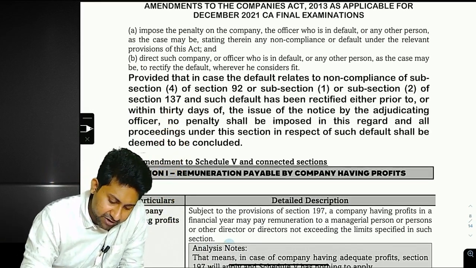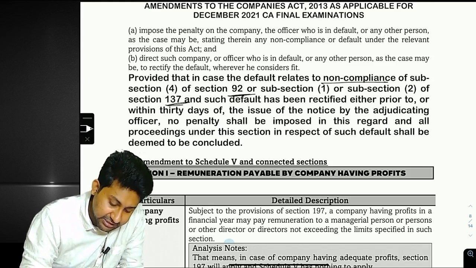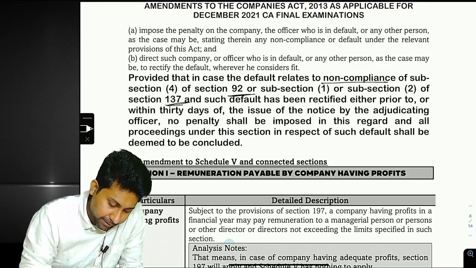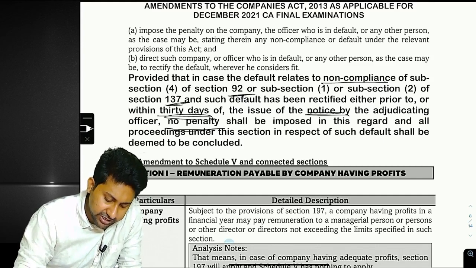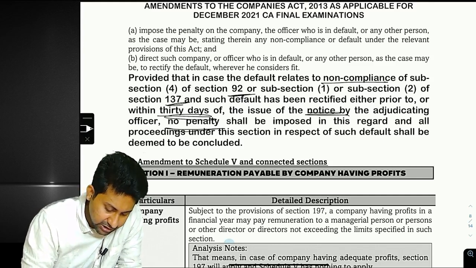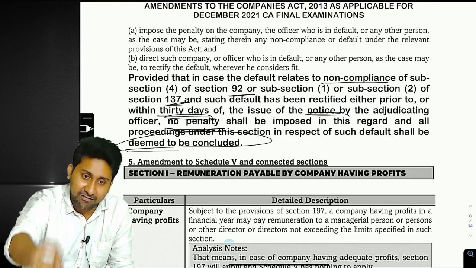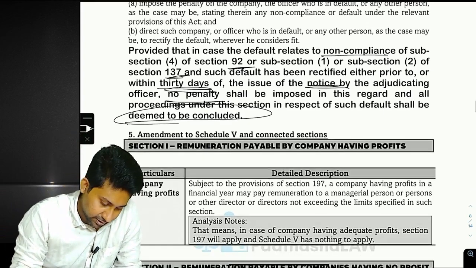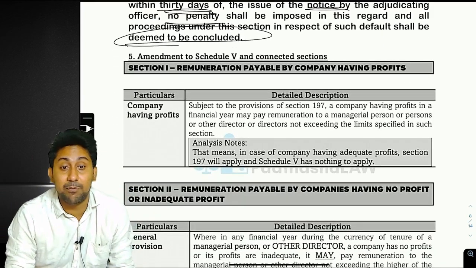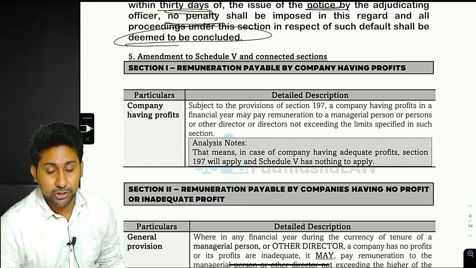Provided that in case the default relates to non-compliance of Section 92 or 137, and such default has been rectified either prior to or within 30 days of issue of notice by the adjudicating officer, no penalty shall be imposed in this regard, and all proceedings under this section in respect of such default shall be deemed to be concluded, but only for 92 and 137. Remaining penalties will be levied and rectification you have to make. Okay, that's the amendment. So that is the main content-related amendment for this attempt.